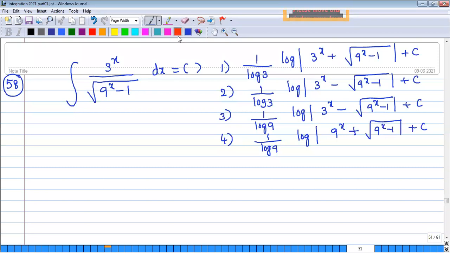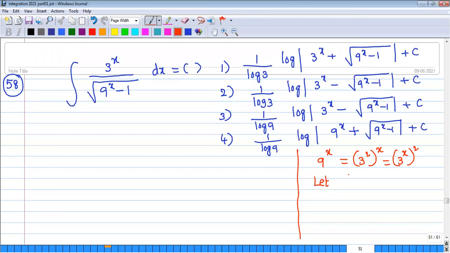See, 9 power x can be written like this: 3 square whole power x, or this can be rewritten as 3 power x whole square. Both are same, 3 power 2x. So let us say this 3 power x is equal to t. T is equal to 3 power x. dt by dx equals to 3 power x derivative, which is 3 power x log 3. So dt becomes 3 power x log 3 dx.